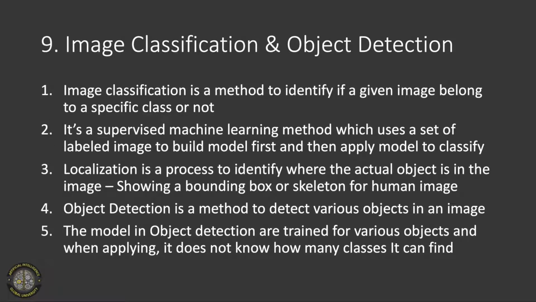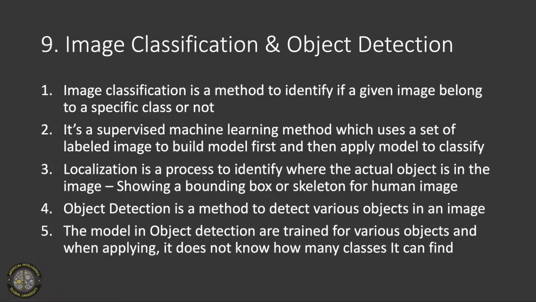So our next topic is image classification and object detection. So what is image classification? Image classification is a method to identify if a given image belongs to a specific class or not. That's the definition. It's a supervised machine learning method which uses a set of labeled images to build a model first and then applies the model to classify.